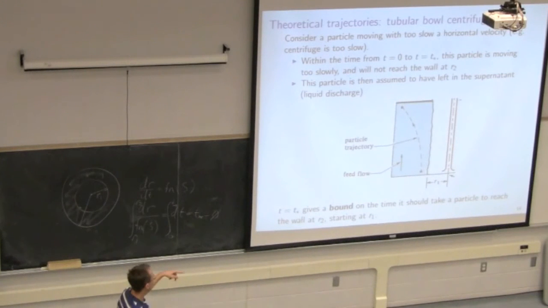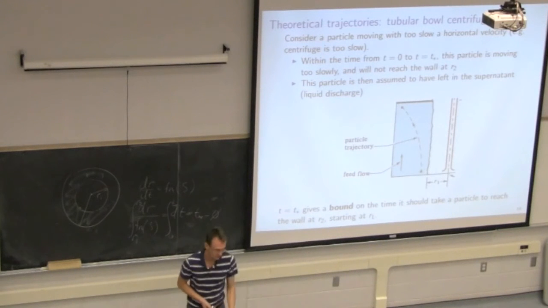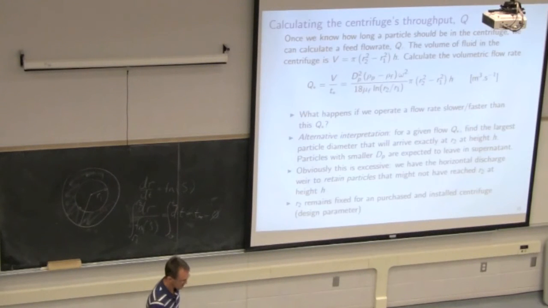Okay, so this T star really gives us a bound, a worst case bound for operation. So let's recognize that that's the case. We're going to work with the difference value later on, but let's just go with that for now. Let's just go with the worst case situation first. Then we're going to make things a little bit more realistic in a minute.